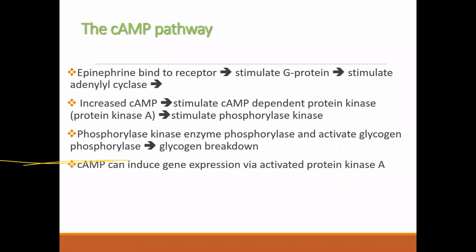Adenylyl cyclase will change ATP to cyclic AMP. That is the increase of cyclic AMP in the target cell. The cyclic AMP can stimulate the protein kinase enzyme inside the target cell. This enzyme we call protein kinase A. And the protein kinase A will stimulate the phosphorylase kinase enzyme later. The phosphorylase kinase enzyme will phosphorylate and activate the glycogen phosphorylase, and finally that is the breakdown of glycogen. This is the action of cyclic AMP.